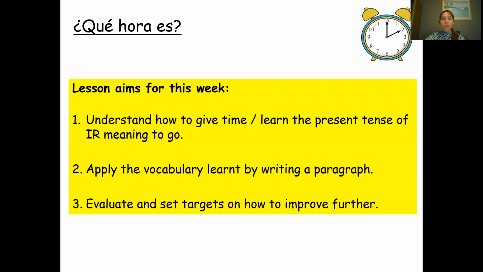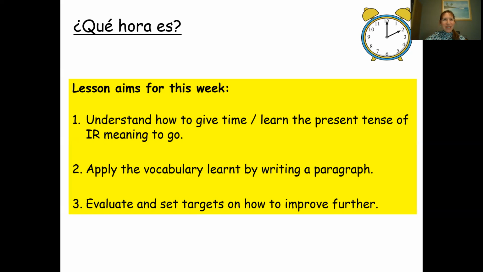Whilst you're doing that, I will remind you of the lesson aims for this week. We're looking at understanding how to give time and learning the present tense of ir, meaning to go. We'll apply the vocabulary learned by writing, and we'll do that in our next lesson. We will also evaluate and set targets on how we can improve further.